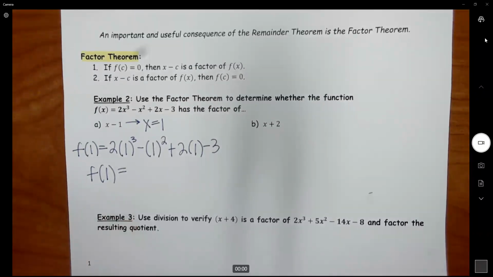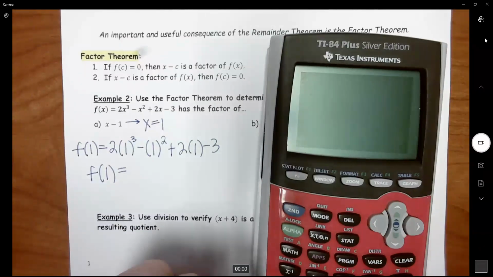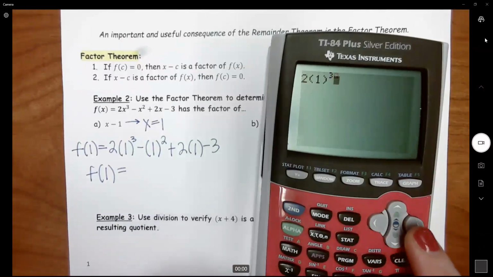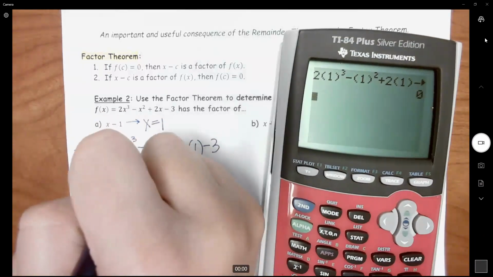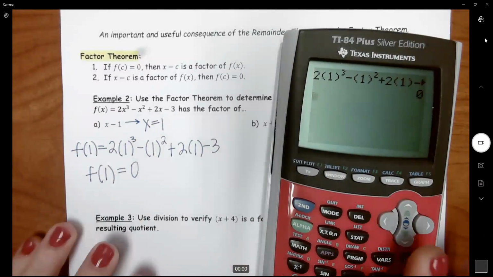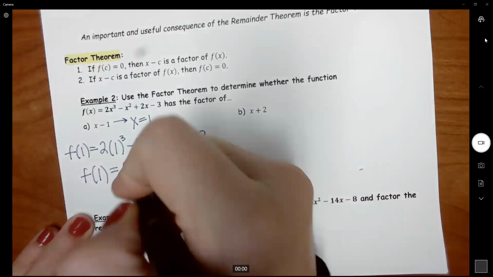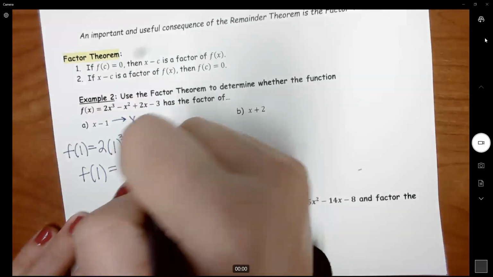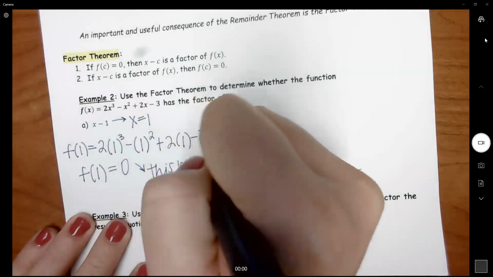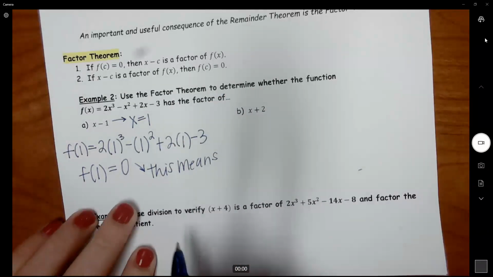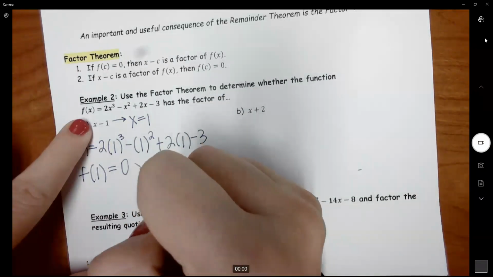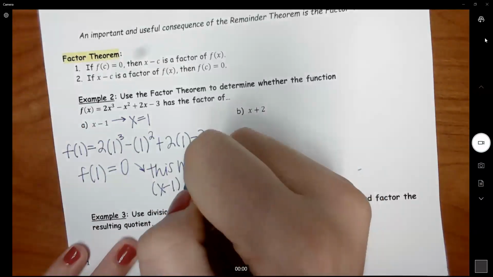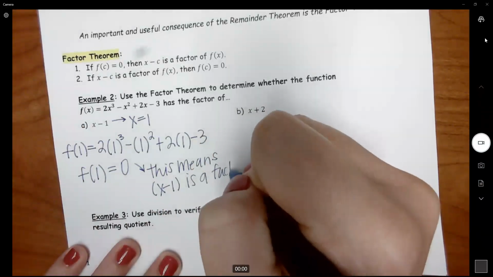Okay. So 2, 1 cubed. Ooh, and what do you know? We get 0. Okay. So this tells me this means that x minus 1 is a factor.